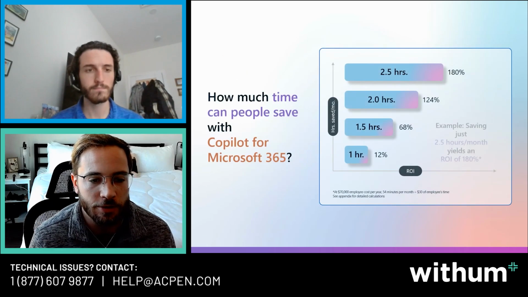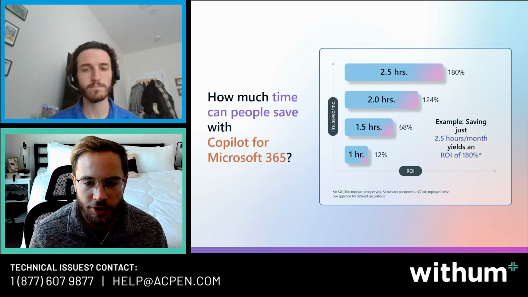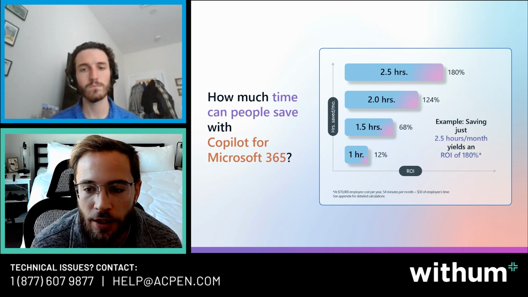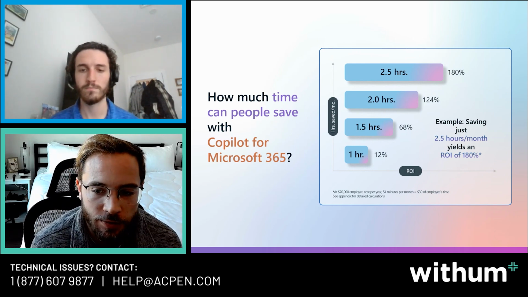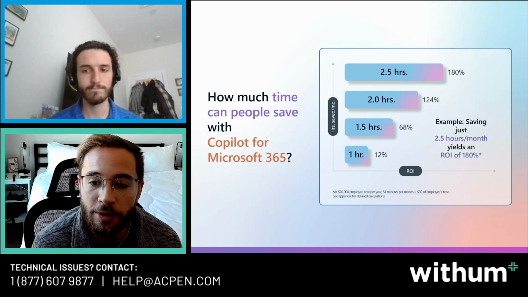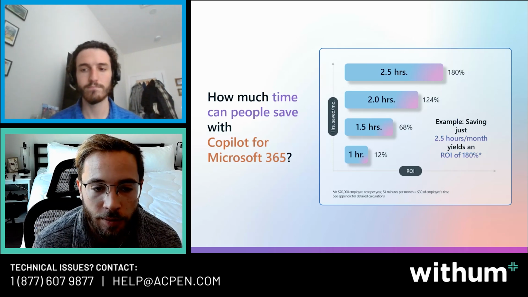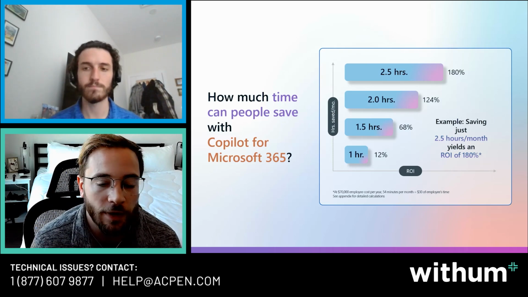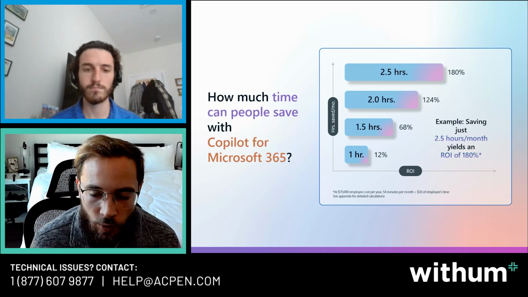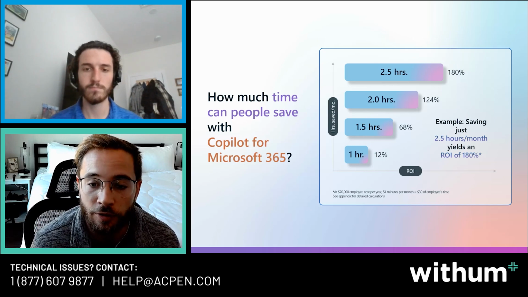So how much time can people save with Copilot? Just an example on the graph on the right: saving just 2.5 hours a month yields an ROI of 180%. So implementing AI, implementing Copilot for Microsoft 365, you will get a return on your investment. And the Microsoft numbers have already begun to show that.